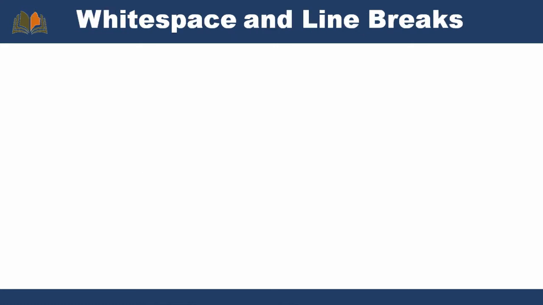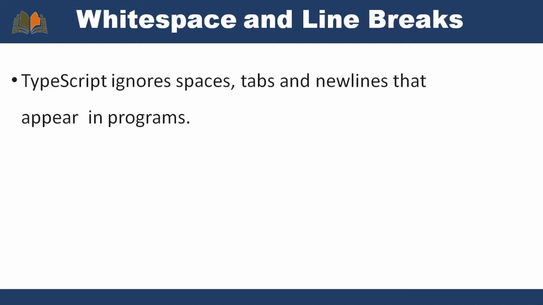Our next topic is white spaces and line breaks. TypeScript ignores the spaces, tabs and new lines that appear in our TypeScript file, or we can say in our programs. Let's say I add 10 or 15 spaces, or 4 or 5 tabs or new lines. TypeScript will ignore all these things, and automatically it will compile the program, and later on it will run the program.